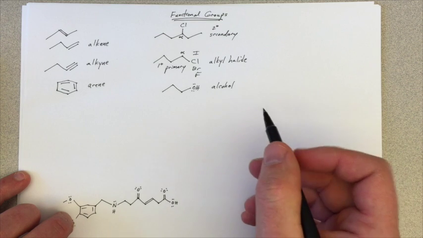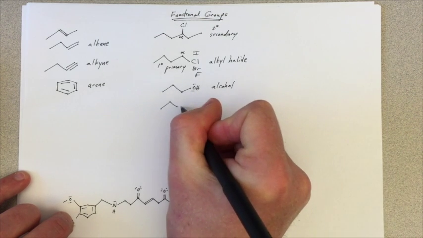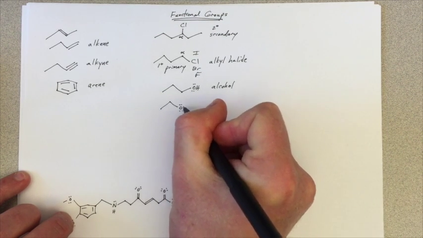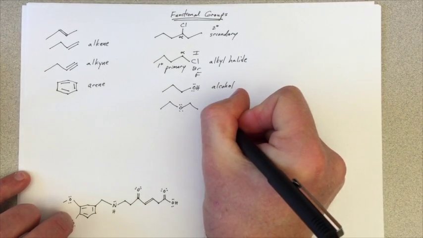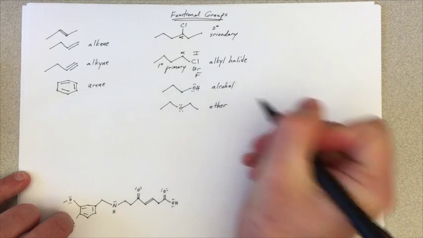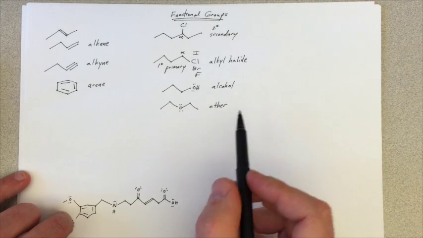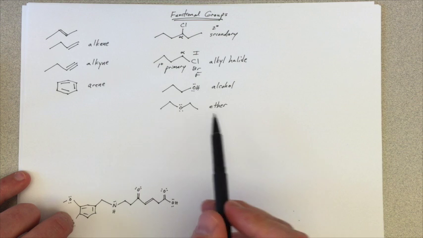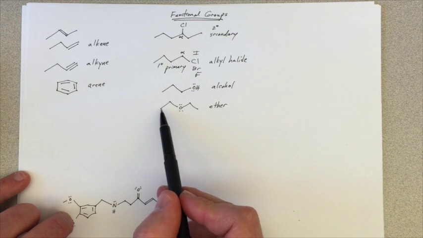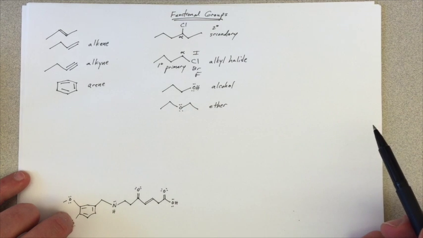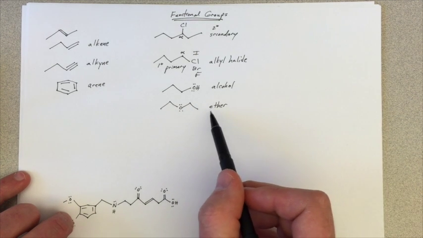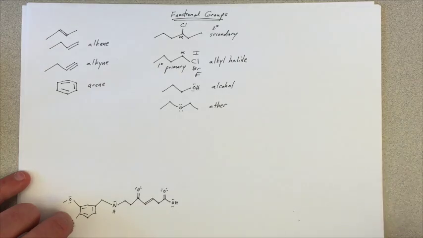Think about that. Here we have an oxygen in the middle of a carbon chain, and we call this an ether. Ethers typically aren't that reactive. They're used as solvents. This one is called diethyl ether because it has an ethyl group on either side of the oxygen. And we use that in the laboratory as a solvent.